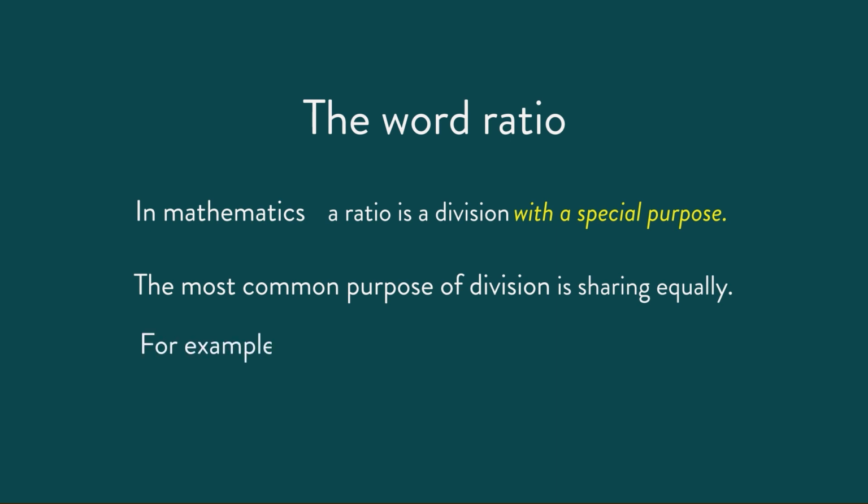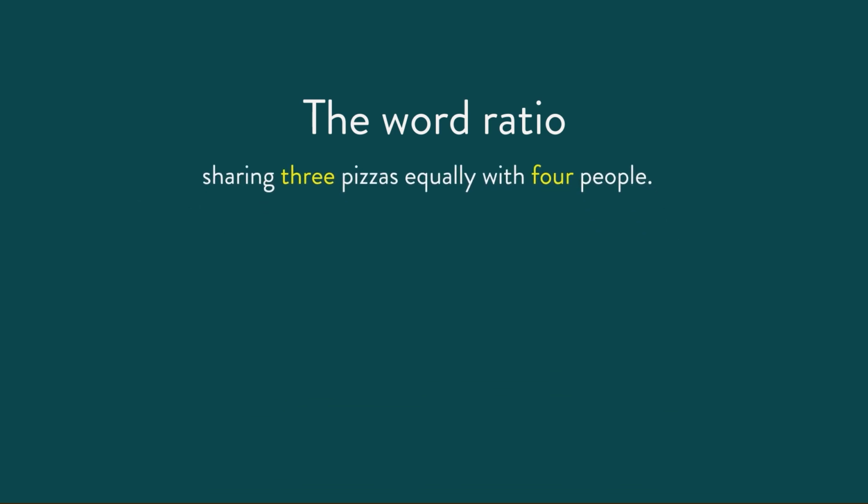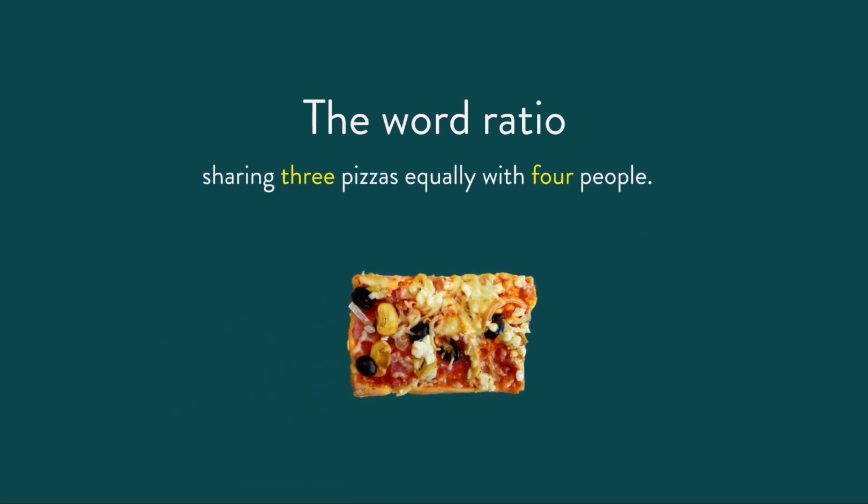The most common purpose of division is sharing equally. For example, sharing 3 pizzas equally with 4 people. Let's look at how we physically do this. First, arrange the 3 pizzas on top of each other. Cut horizontally through all 3 pizzas to divide them into 2 equal parts. Then cut vertically through all 3 pizzas to give a total of 4 equal parts. Finally, share each of the parts equally with the 4 people.